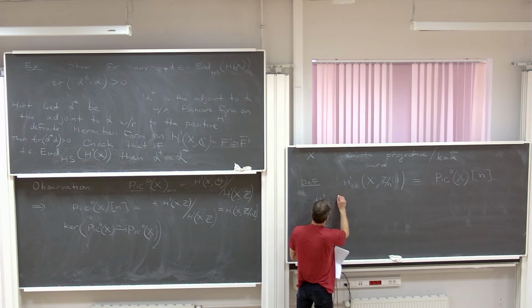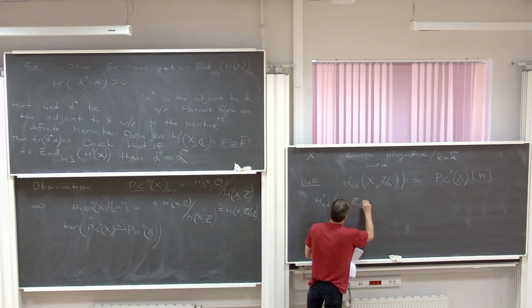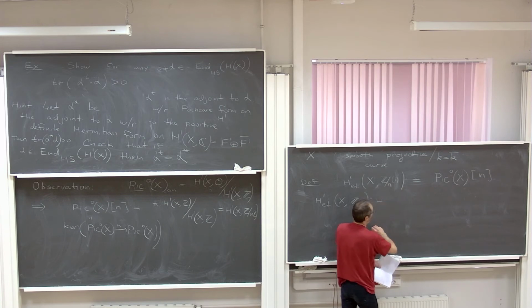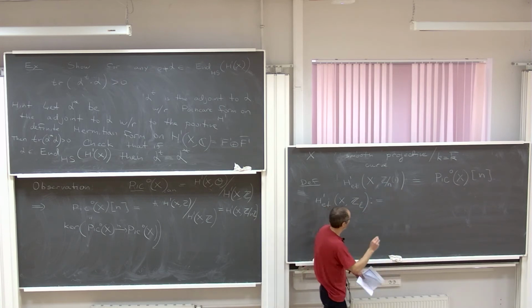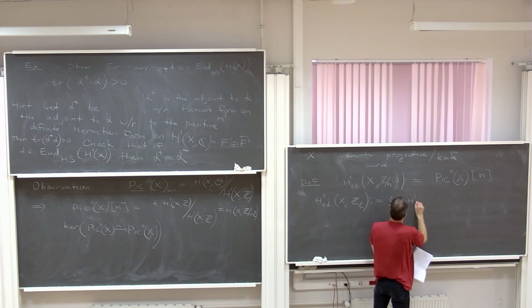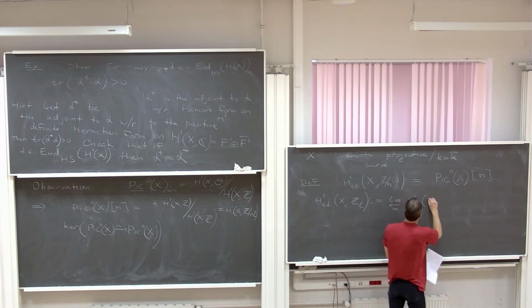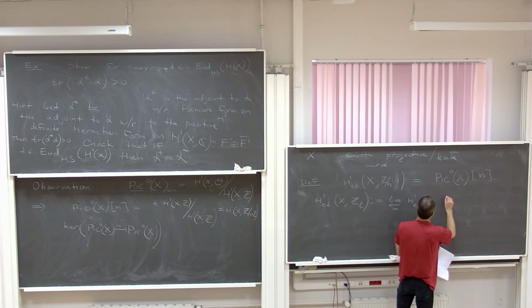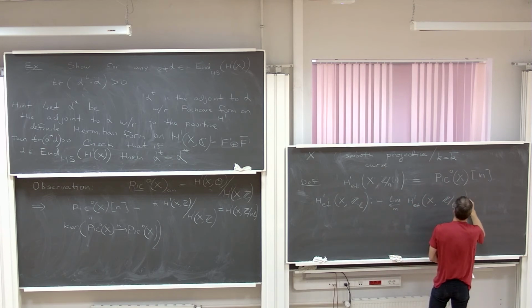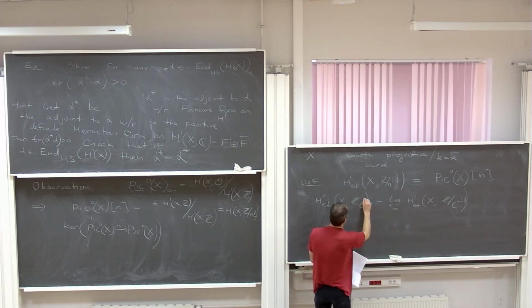So for every prime number ℓ, we can define this group, and it's by definition just the inductive limit over m of groups with finite coefficients. And I have a twist by 1. And here I also have a twist.